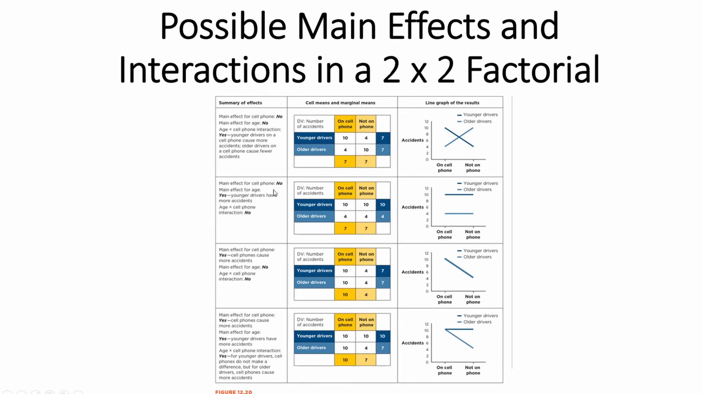And then we could look at the next one. So there's no main effect for cell phone, but there is a main effect for age, where younger drivers have more accidents, but no age by cell phone interaction. So we have two parallel lines, but the young drivers cause more accidents overall, regardless of whether they're on a cell phone or not, because there's no main effect of cell phones. So you can go through each of these and look at what they're describing in each case.